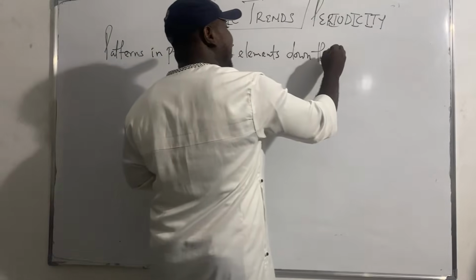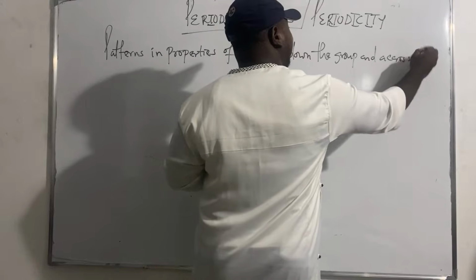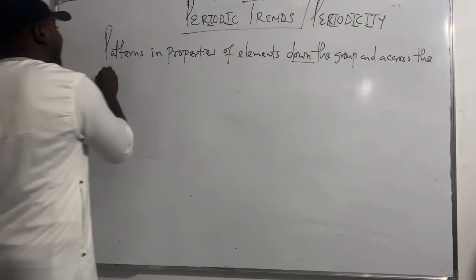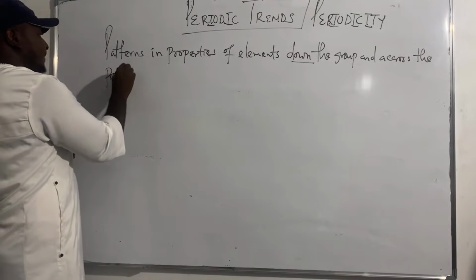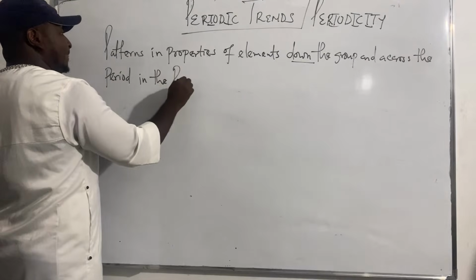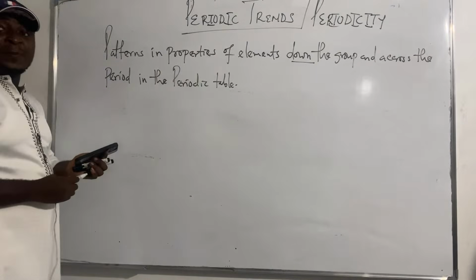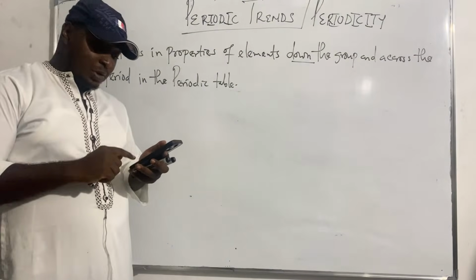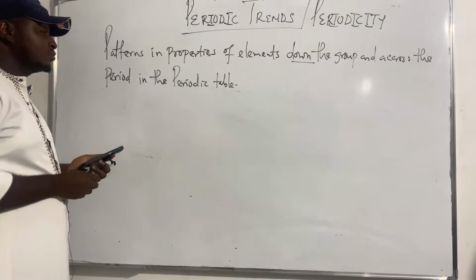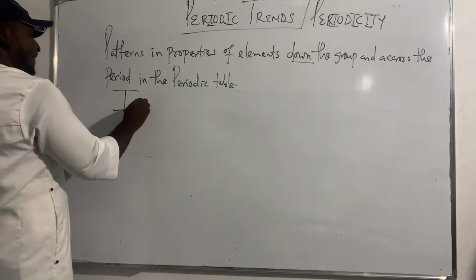Down the group and across the period. Class, the right term is down the group, across the period, in the periodic table. Patterns in properties of elements down the group and across the period in the periodic table. Let us start with ionization energy.